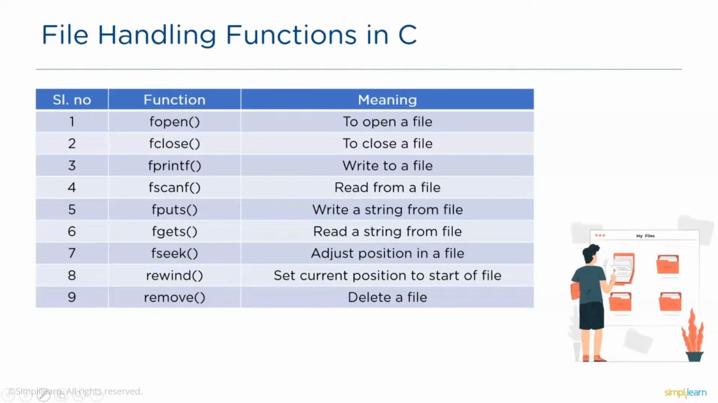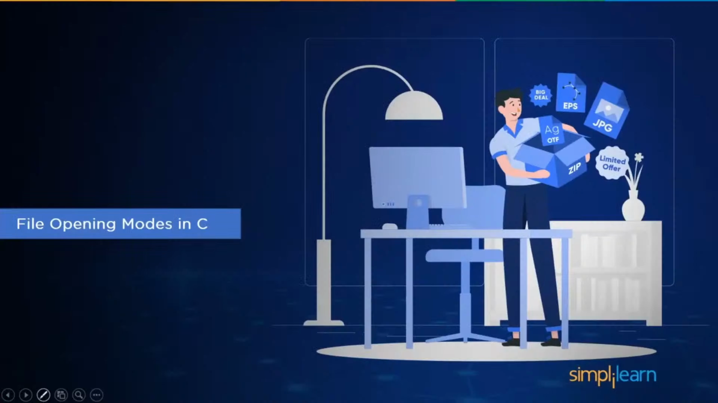Following we have the fseek function. Whenever we want to write or read something at a specific part of the file, we need to set the pointer to that particular position, and to do this, we use the fseek function. Then we have the rewind function, which is used to set the current position to the start of the file. That means the pointer is set to the beginning of the file. And finally, we have the remove function, which is used to delete the file. So I think you got a good understanding of all the file handling functions of C. Okay. So let us move on to the file opening modes of C language.